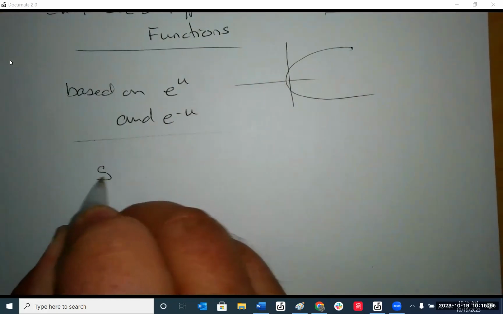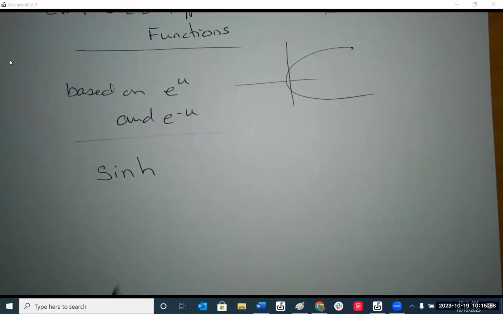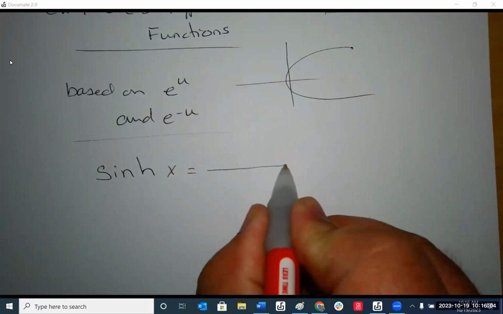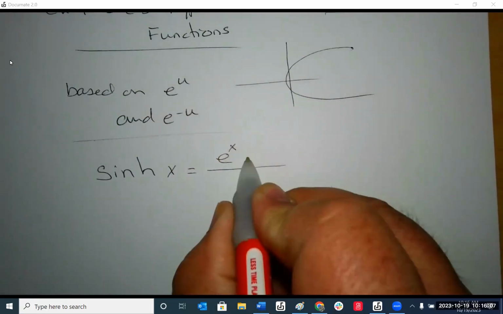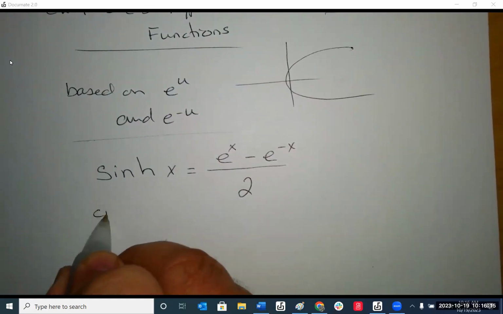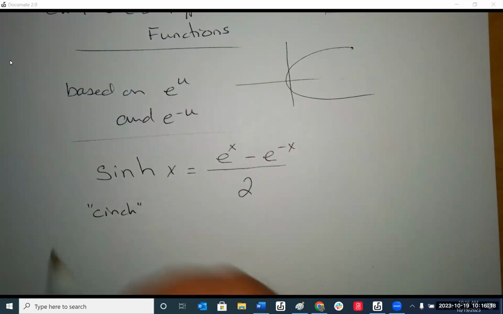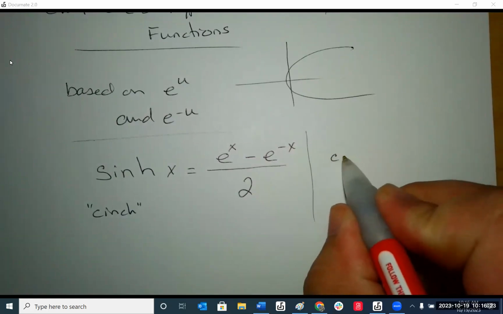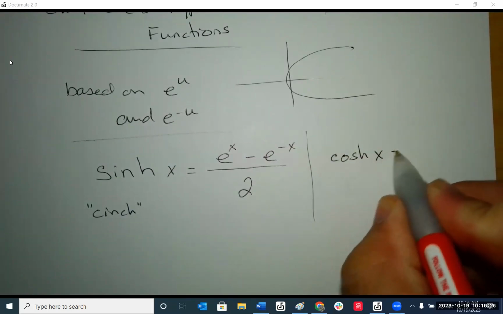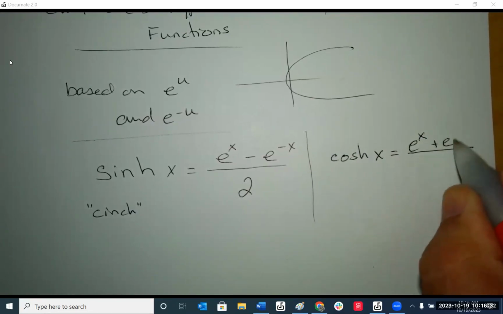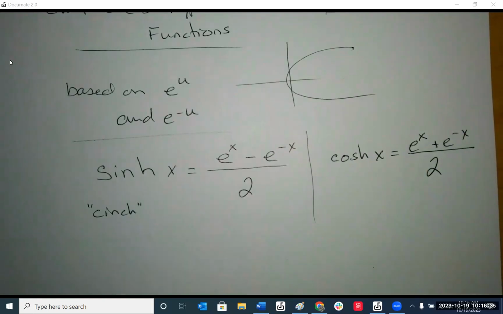For example, sinh, the hyperbolic sine of x, is defined as e to the x minus e to the negative x over 2. This is pronounced sinh. The other one, cosh, is defined as e to the x plus e to the negative x over 2. So they're just opposites of each other.